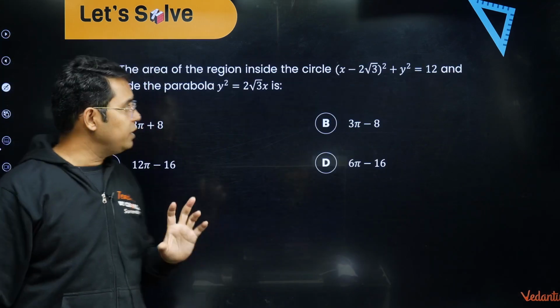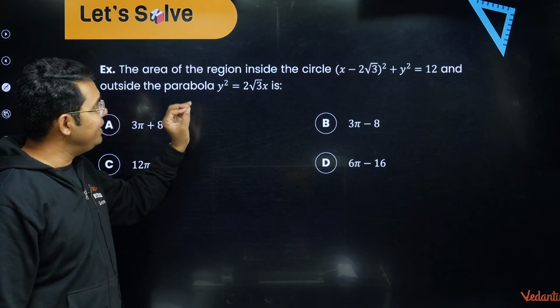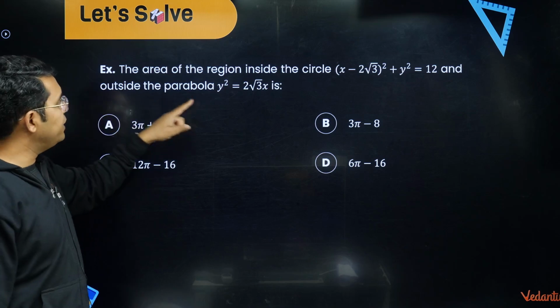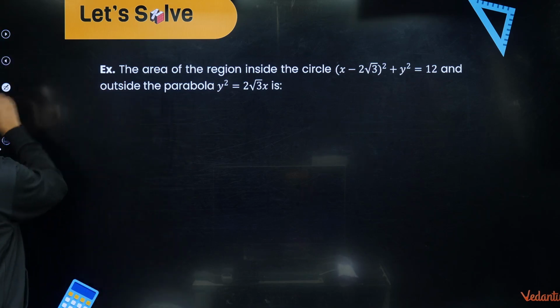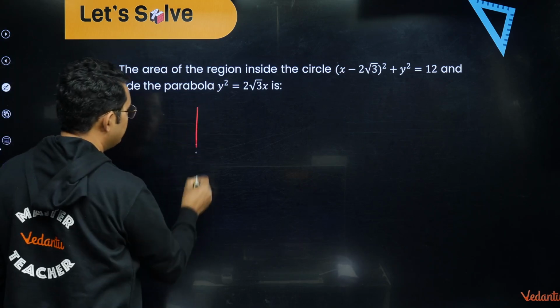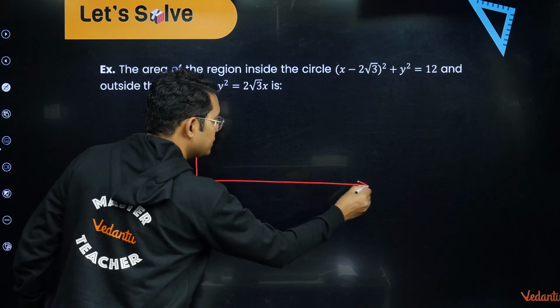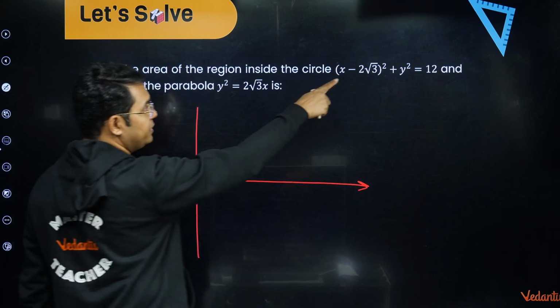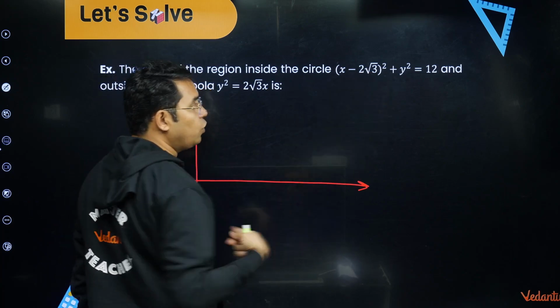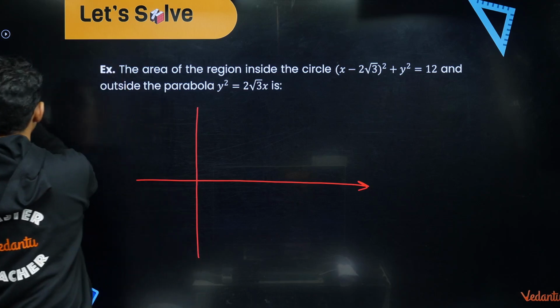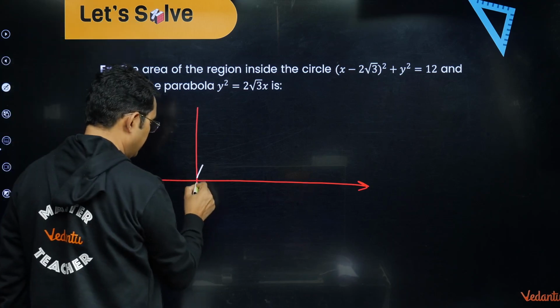Coming to this question, which says the area of the region inside the circle and outside the parabola is... Now for this question I will first make a diagram, obviously that is a must. Here you can see the circle has its center at 2√3 and its radius is also 2√3. That means your circle will be something like this.